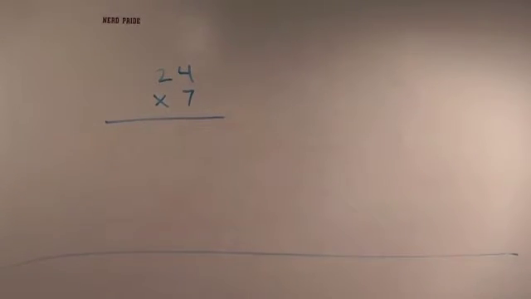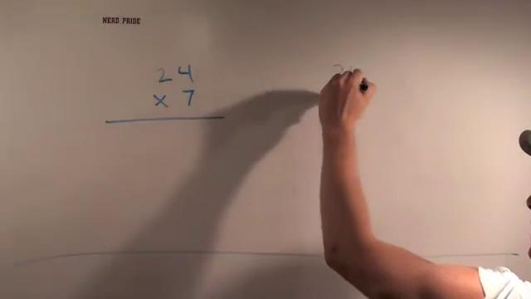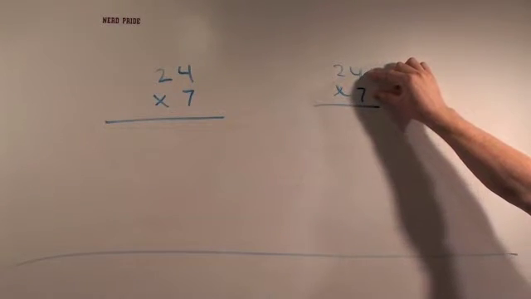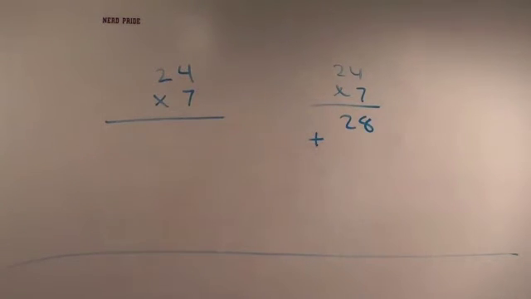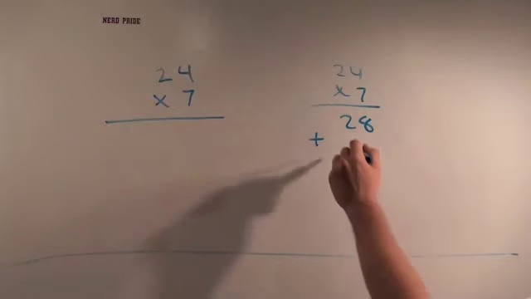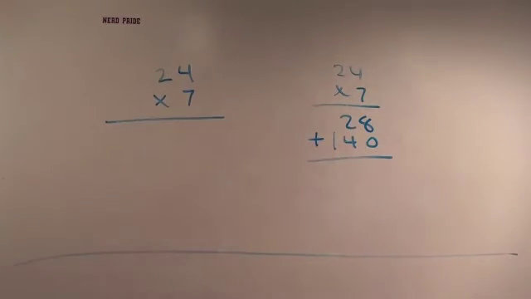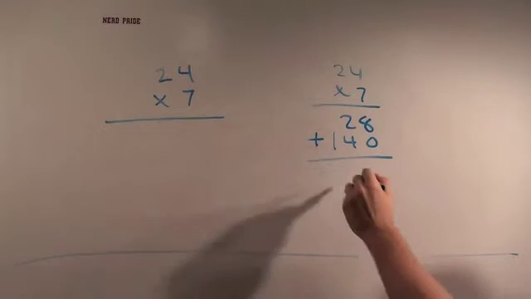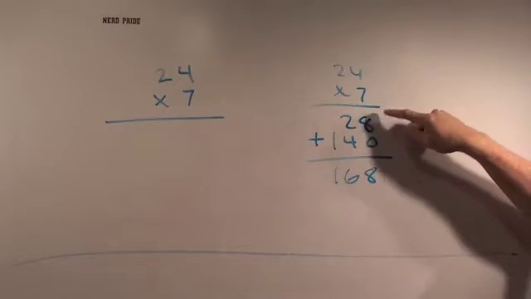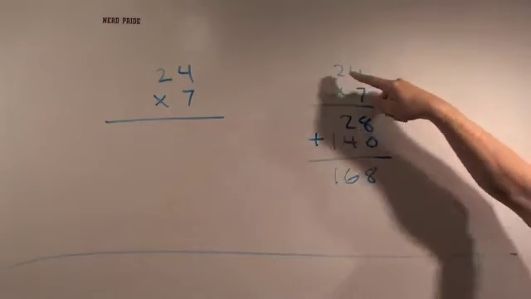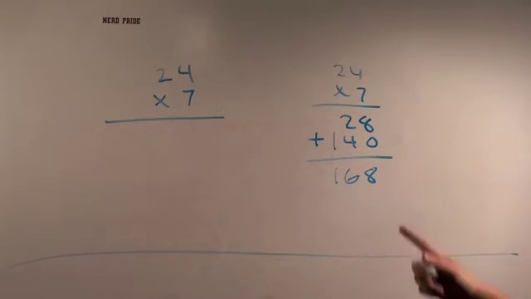Okay, sorry about that. So the next way to do 24 times 7 is we could say 7 times 4 is what? 28. And 7 times 20 is what? 140. And 140 plus 28 is 168. And that's what we got before, right? So 24 times 7 is the same thing as 7 times 4, which is 28, plus 7 times 20, which is 140. So we get 168.